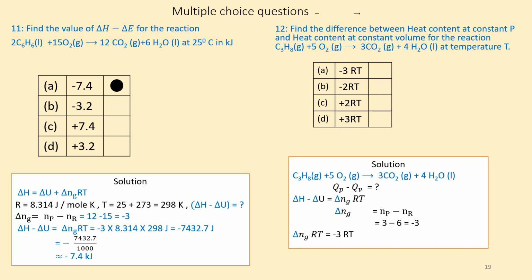So we have to calculate delta Ng. Delta Ng is equal to Np minus Nr. Np on the product right hand side, the gaseous part, is 3, and on the left hand side both are gases, that is 5 moles of oxygen and 1 mole of C3H8, which is 5 plus 1 is 6. 3 minus 6 is minus 3. Therefore, delta Ng RT is minus 3RT. This answer is available as option A. Please mark it.